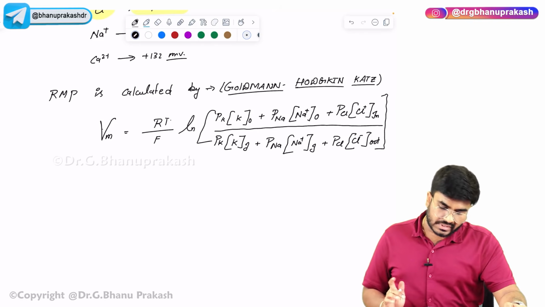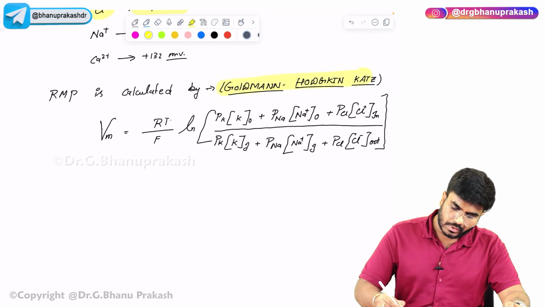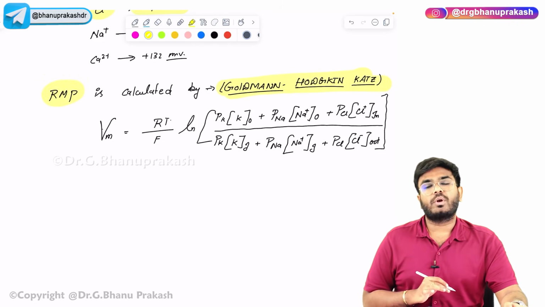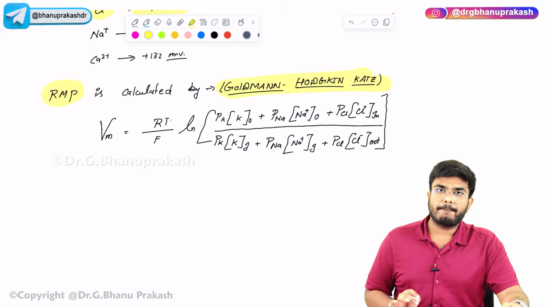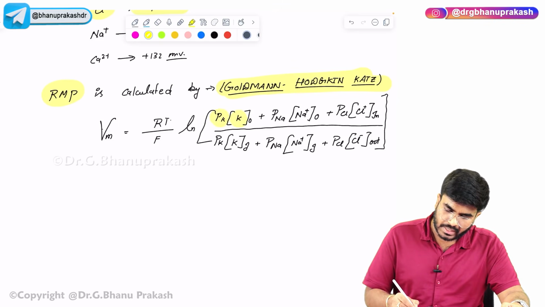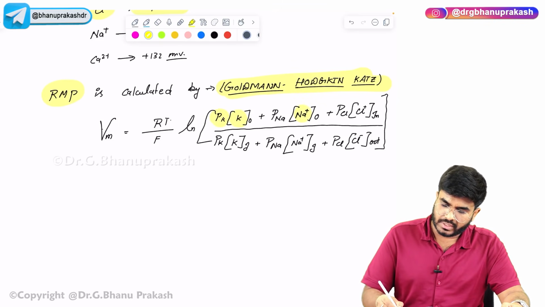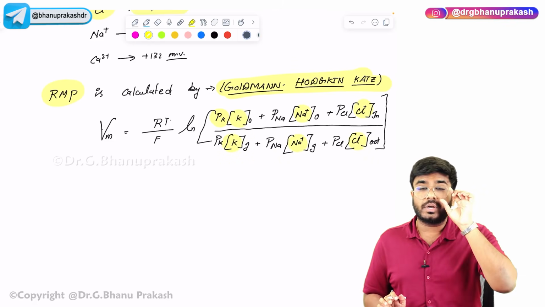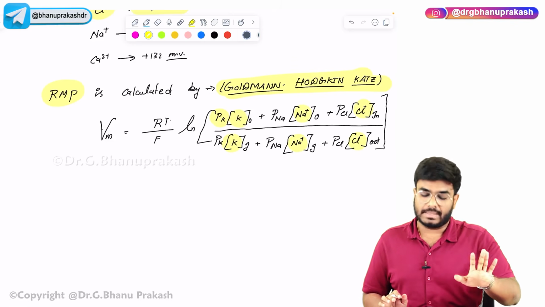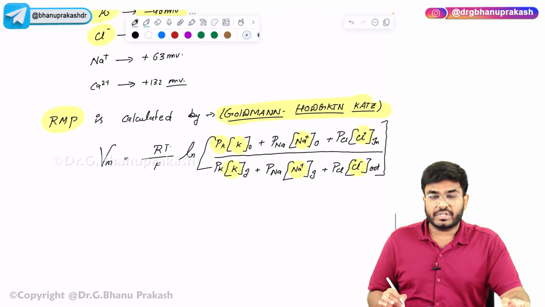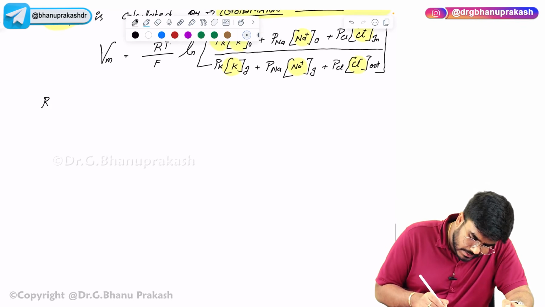This equation is called the Goldman-Hodgkin-Katz equation. At least I want you to know the name. It is used to calculate the resting membrane potential of the cell, and this is the formula. You have to introduce the values here: the permeability of potassium, and the concentrations of potassium, sodium and chloride inside and outside the cell. If you put them in, you will get the resting membrane potential of that particular cell. In your exams, they might ask you the resting membrane potentials of different cells, some important cells.